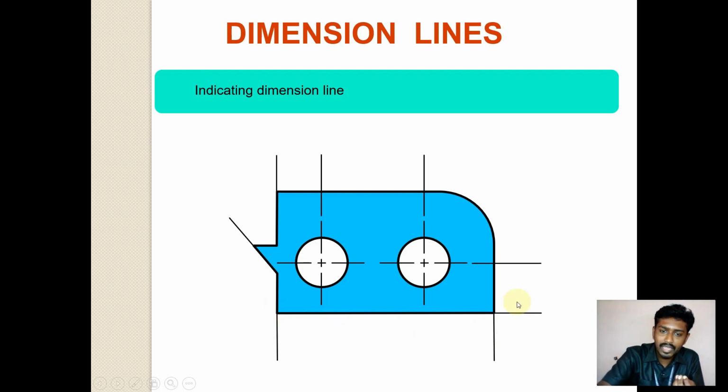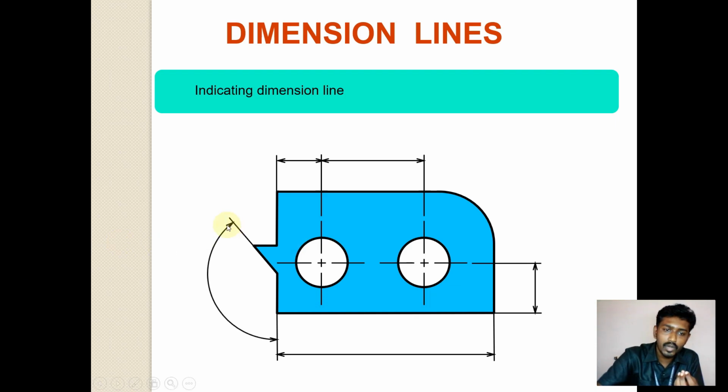Okay, so for that we have to take the dimension line, that means the filled arrows at the end, and this line should be parallel to the line to be dimensioned, right, for which I have drawn a parallel line. Okay, likewise we can do it for the rest of the dimensions. Okay, fine. And in order to denote the angle, I have taken the extension line in this manner and denoted it like this.